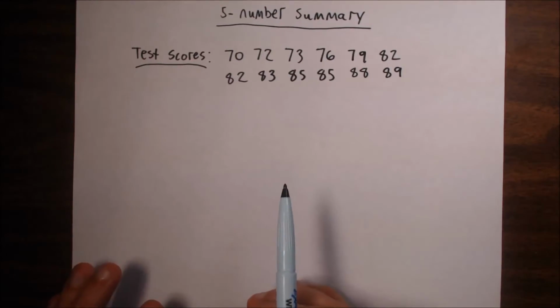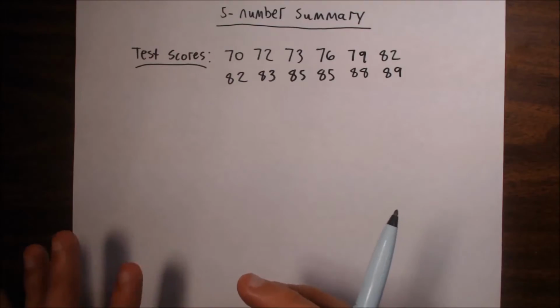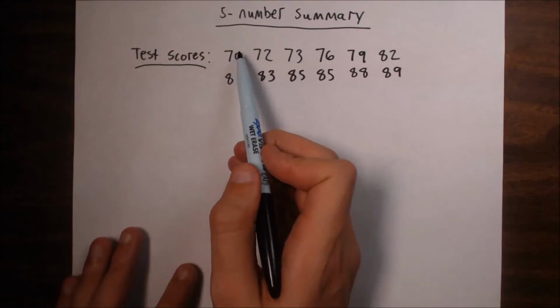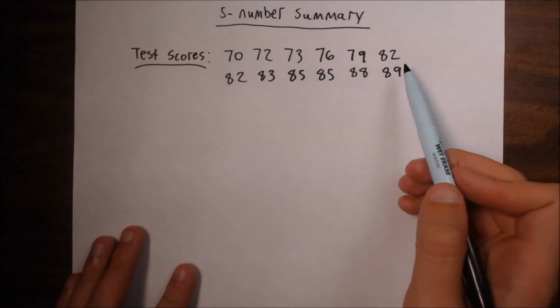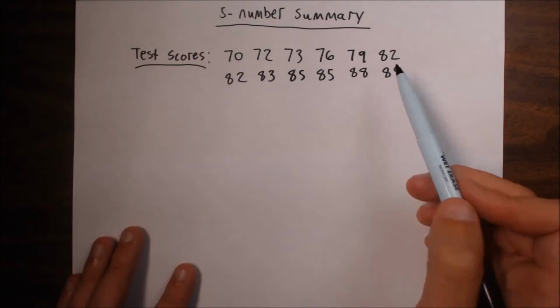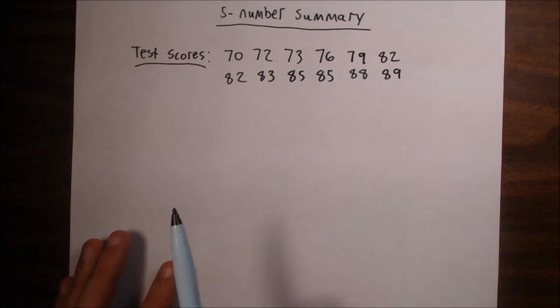The 5-number summary is going to be 5 numbers. You've got the minimum, which in this case would be 70, the maximum, which in this case is 89, so that's 2 out of the 5.